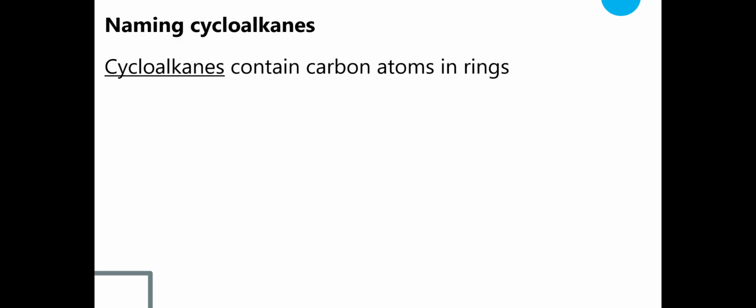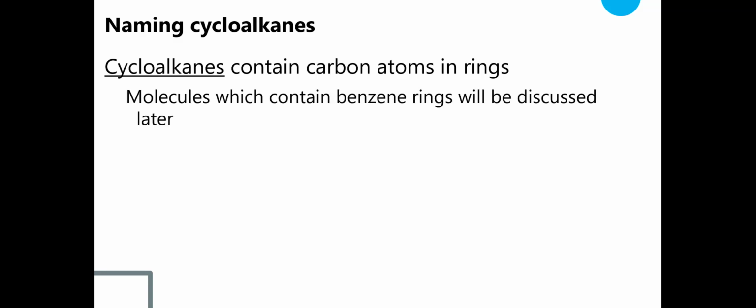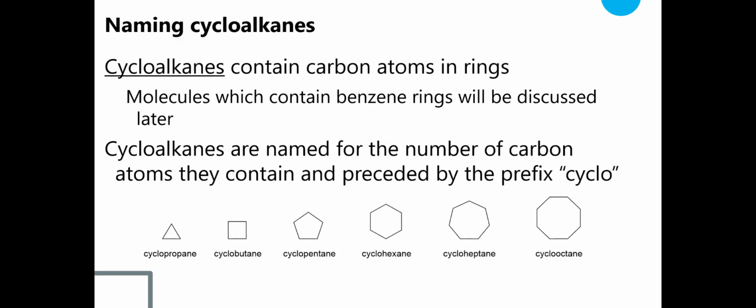Now we'll move on to naming of cycloalkanes. Cycloalkanes simply have their carbon atoms arranged in rings. We will not, for the time being, include benzene rings, but we will look at naming those in a later set of videos. So we name them by simply looking for the parent, which is the number of carbon atoms that are in the ring, and we precede that name with the prefix cyclo. So here we have what are the most common of the cycloalkanes: cyclopropane, cyclobutane, cyclopentane, cyclohexane, cycloheptane, and cyclooctane.